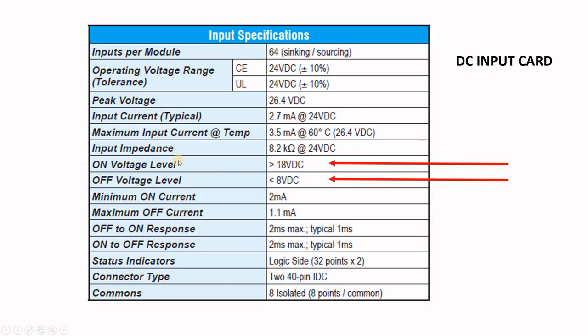For this card, they showed us the on voltage level is anything above 18 volt DC, and when the voltage goes below 8 volt DC, it's recognized as an off level. So if your supply is 24 volt DC, see what your voltage drop is across your wire from the PLC to the field device and back to your card, and make sure you don't go below the 18 volt DC. Otherwise, it will never recognize that your limit switch is in the on position.